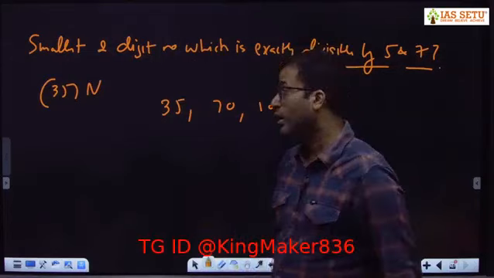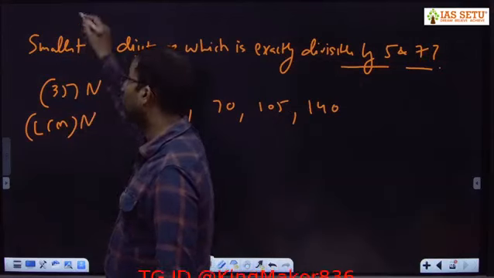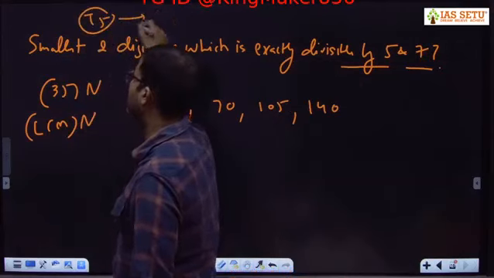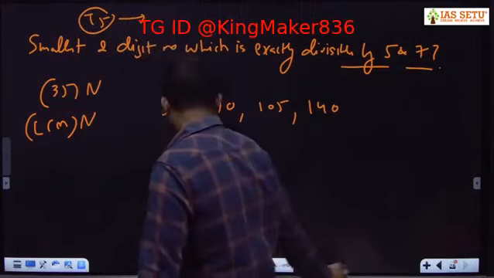Okay, so it means multiple of LCM. So what is our type 5? Type 5 is where LCM or a multiple of LCM will help you. Like what can be asked?